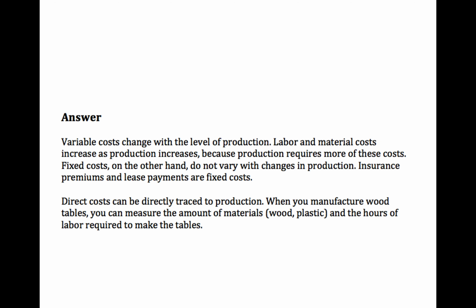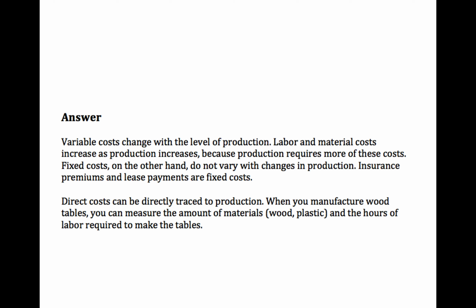Variable costs change with the level of production. Labor and material costs increase as production increases because production requires more of these costs. So typically, you will see the terms direct labor and direct material to refer to costs that can be directly tied to production, and those are normally variable costs. Fixed costs, on the other hand, do not vary with changes in production. Insurance premiums and lease payments are typical fixed costs. So that's variable versus fixed.